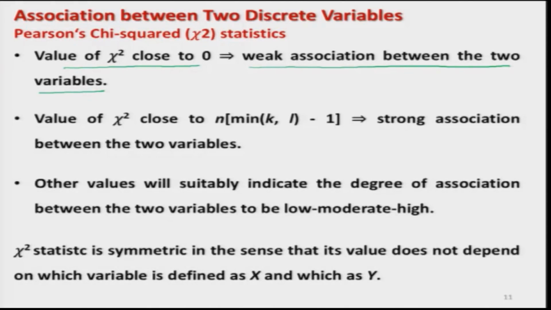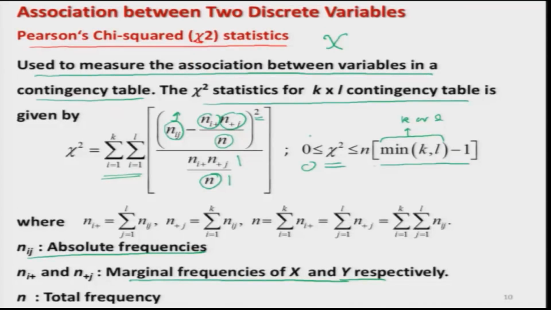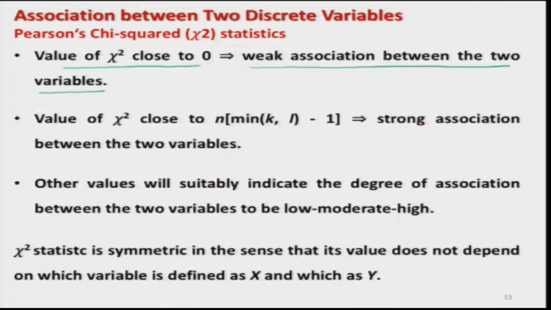Similarly, chi-square has the limits 0 and n times the minimum of k and l, minus 1. So in case the value of chi-square is close to the second limit, n times the minimum of k and l minus 1, then this would indicate a strong association between the two variables. Remember, this is not between 0 and 1 or minus 1 and 1, something like this. This value depends on the size of the contingency table.